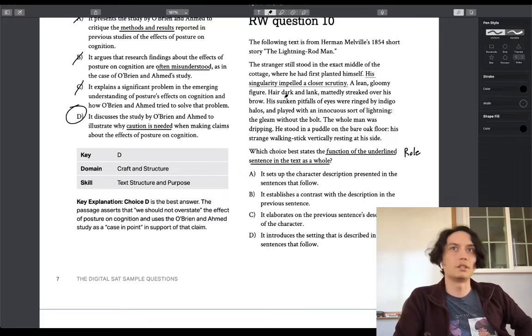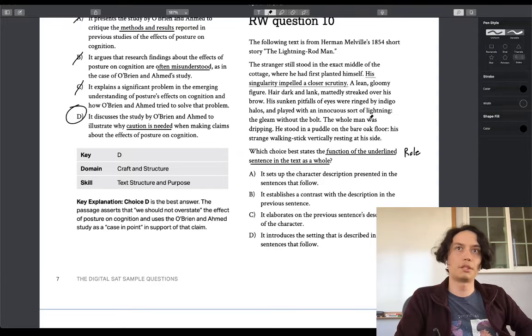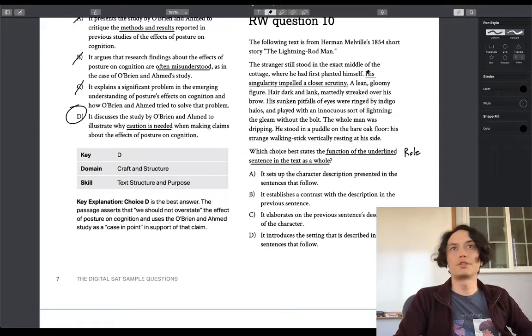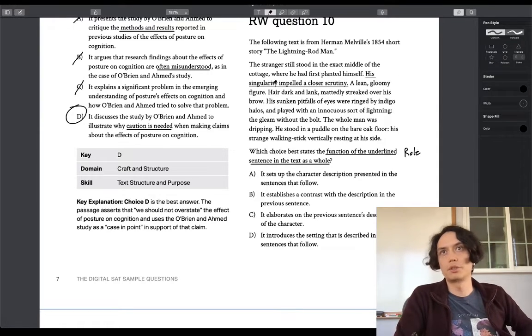He was lean and gloomy. His hair was dark and lank, mattedly streaked over his brow. His sunken pitfalls of eyes had all these features on them. The whole man was dripping. He stood in a puddle on the barrel floor, his strange walking stick vertically resting in his hand. This is all just a bunch of description. And so the role of this sentence is to set up the description. We're going to give an excuse for why we're describing this dude. It sets up the character description presented in the sentences that follow.